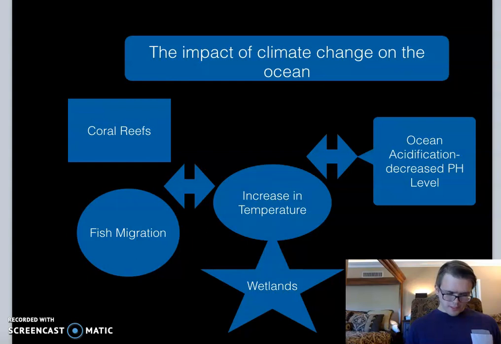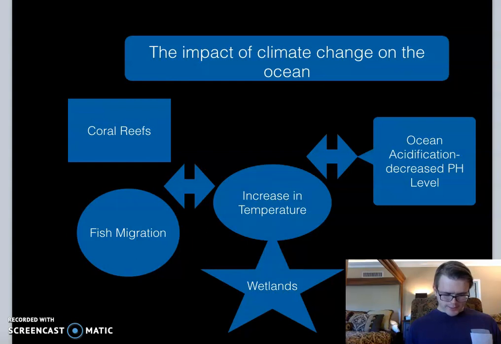One impact climate change is having on oceans is rising temperatures of the seawater. One example is that coral reefs are sensitive to increase in water temperature, and it is impacting their lifespan. One example is fish migration. Fish are moving towards the Antarctic and Arctic poles because they like cold water, which is impacting the fishing industry.